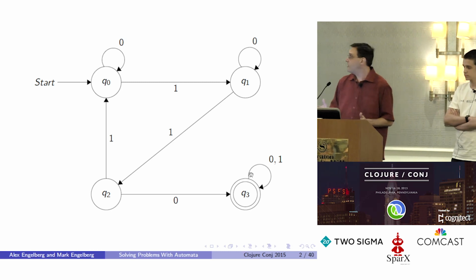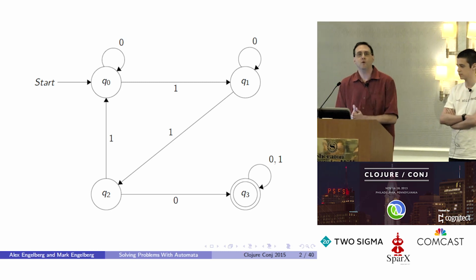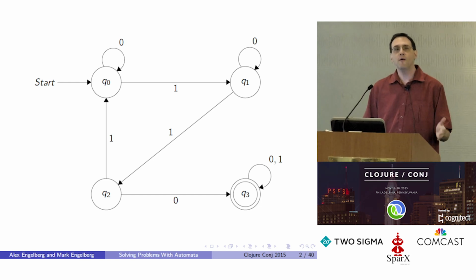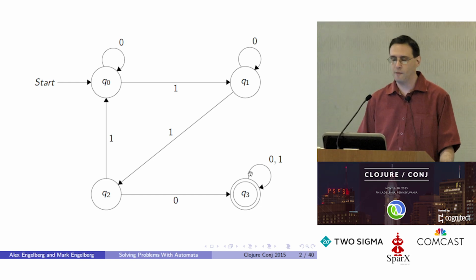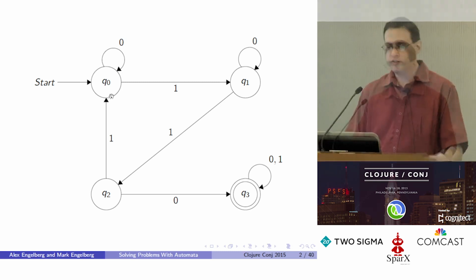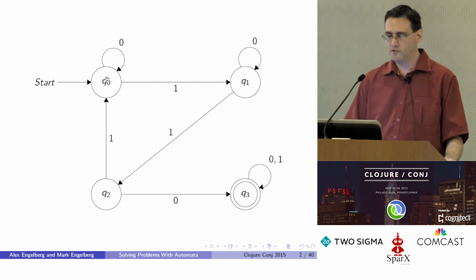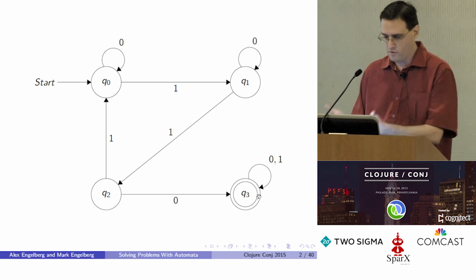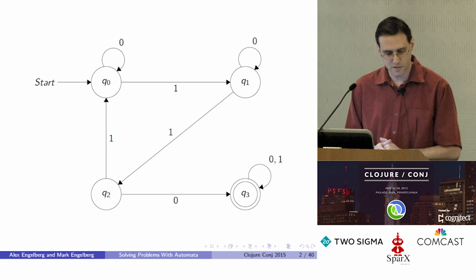We say the automaton accepts a sequence of transitions if that sequence of transitions leads you from the start state to one of the accepting states. So for example, this automaton accepts the sequence 0, 1, 1, 0, because that leads you from start to the one accepting state in this automaton.